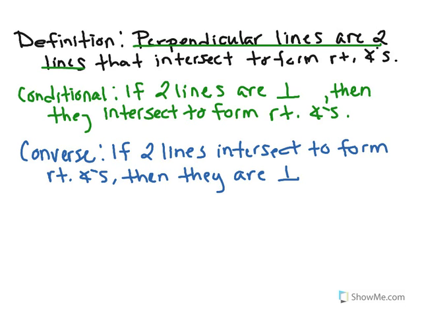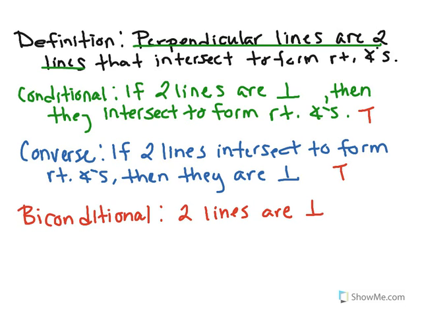Remember that in order to write a biconditional statement, both the conditional and the converse must be true, so let's determine that. The conditional statement, if two lines are perpendicular, then they intersect to form right angles, is definitely a true statement. And the converse, if two lines intersect to form right angles, then they are perpendicular, is also a true statement. So we know that we can write the biconditional statement with the phrase if and only if.